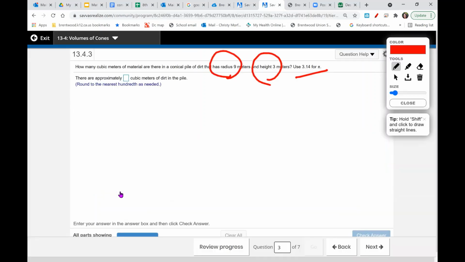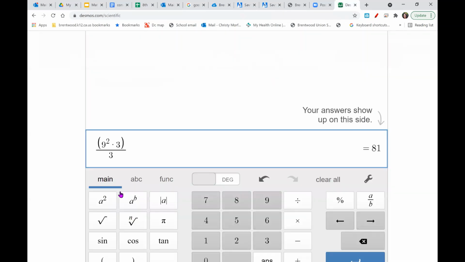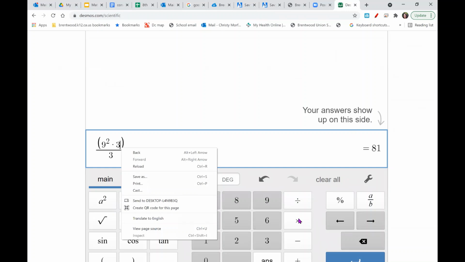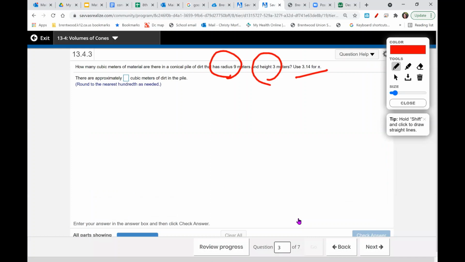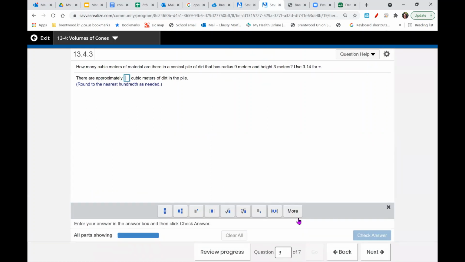Let me just double check to make sure. Yep. And then on this one, it asks me to use 3.14. So I would just click inside of there and add in the times 3.14. And that way I don't have to hit the divided by 3. I don't have to put the parentheses. I don't have to put the times or the squared. I just change the numbers every single time. I believe this one said nearest hundredth, so I don't have to round. It's 254.34 because that's what it asked for, the nearest hundredth.